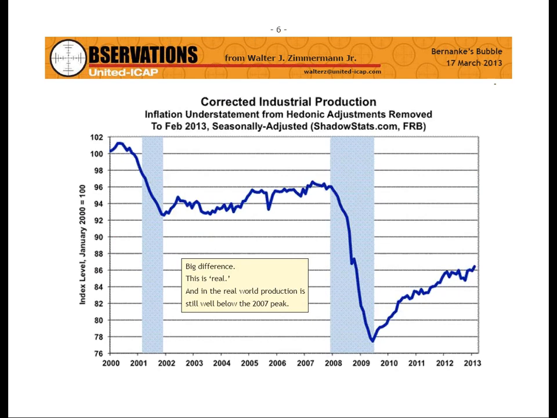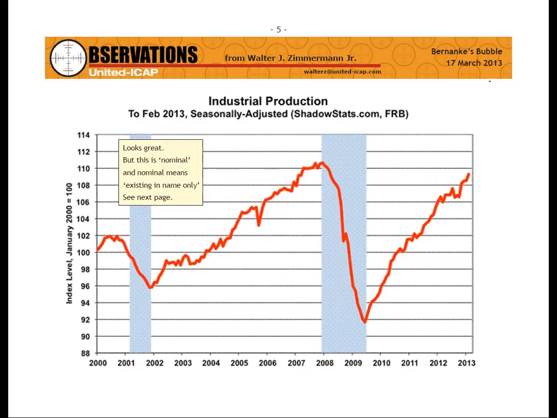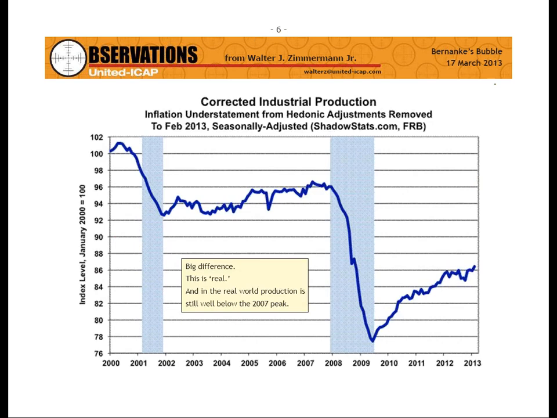So right away, we see a huge difference. Those that are looking at this number and saying, wow, this is the best of all possible worlds, we really dodged a bullet, thank God for Ben Bernanke. That's what you would conclude from this. It's a little different picture here.